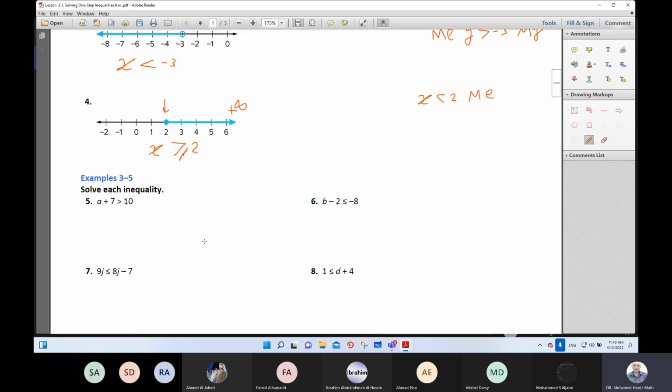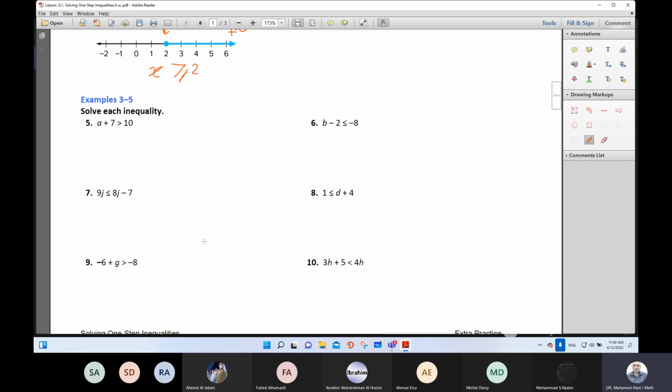Solve each inequality. I want from all to write this inequality, then try to solve it, then tell me please what is your answer. Start please.